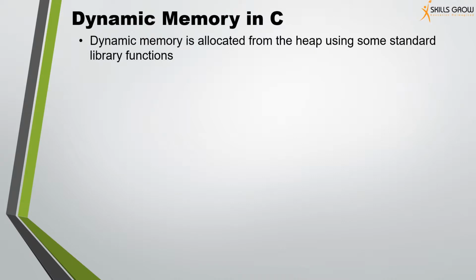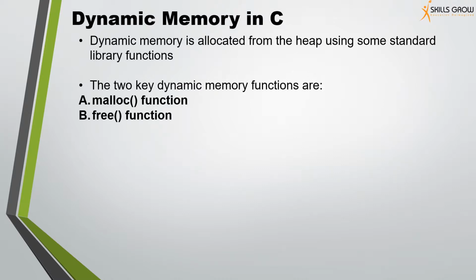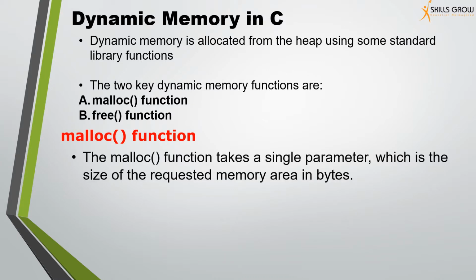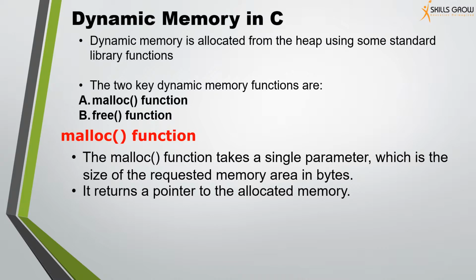Dynamic memory in C language. In C, dynamic memory is allocated from the heap using some standard library functions. The two dynamic memory functions are the allocation function and the free function. Allocation function: the allocation function takes a single parameter, which is the size of the requested memory area in bytes. It returns a pointer to the allocated memory. If the allocation of memory fails, it returns null.